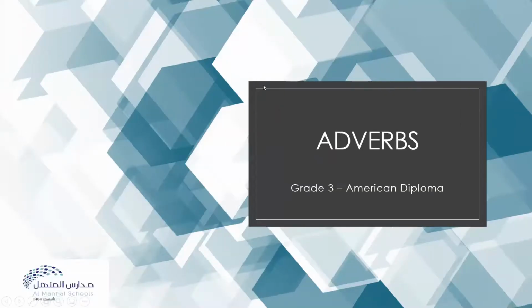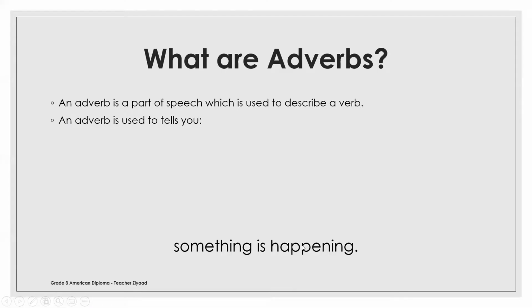Okay, there we go. And I will have a look now. So adverbs, grade 3 American diploma. So what are adverbs? You've watched the video. It says an adverb is a part of speech used to describe a verb or an adjective or anything like that. But for the purpose of this lesson, it's basically just describing verbs.